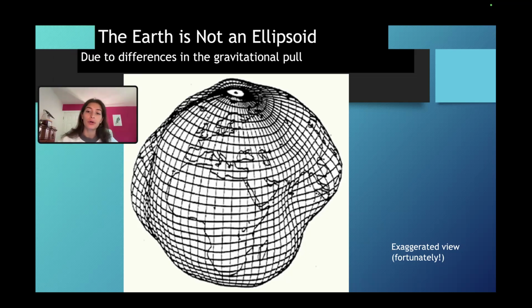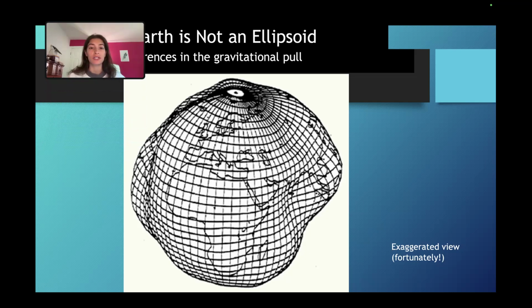So Earth isn't an ellipsoid due to those differences in the gravitational pull we discussed a few slides back. This here is an exaggerated view, so don't freak out. It doesn't look this obtuse.